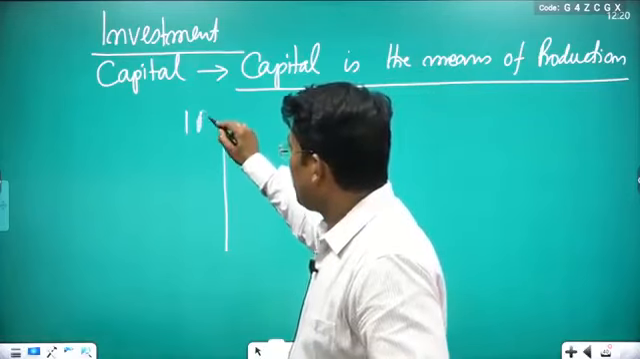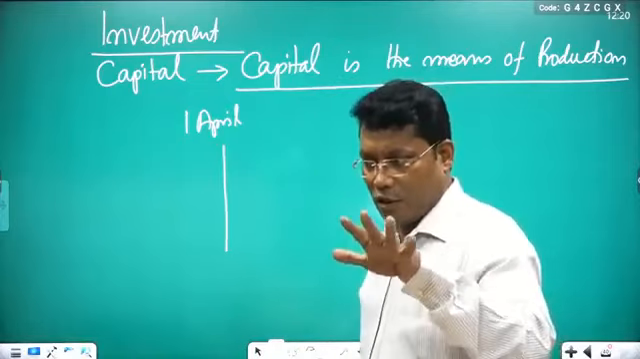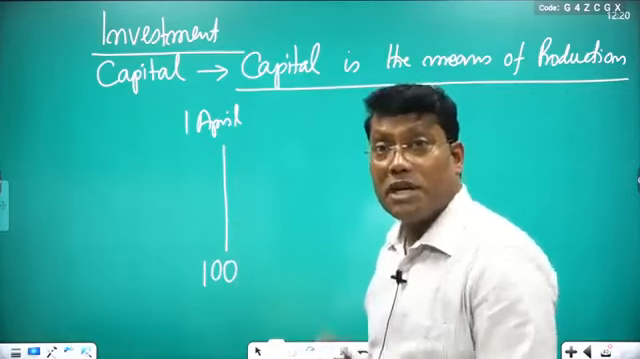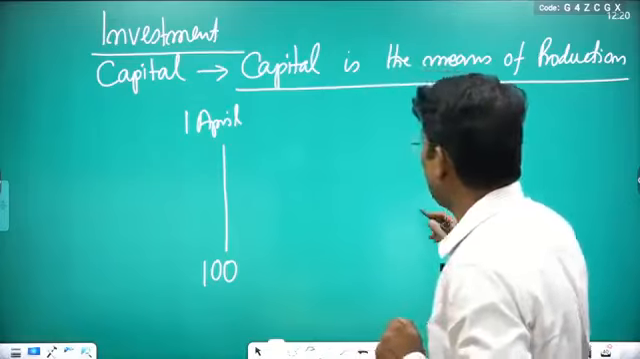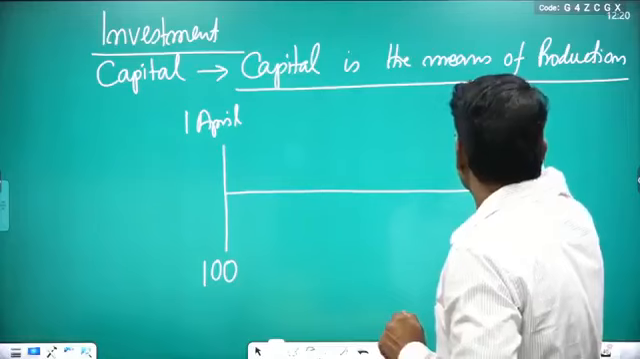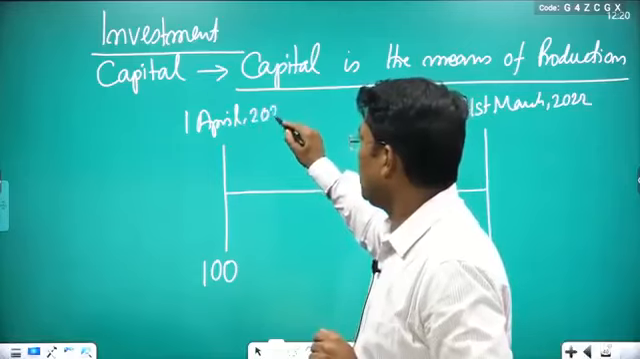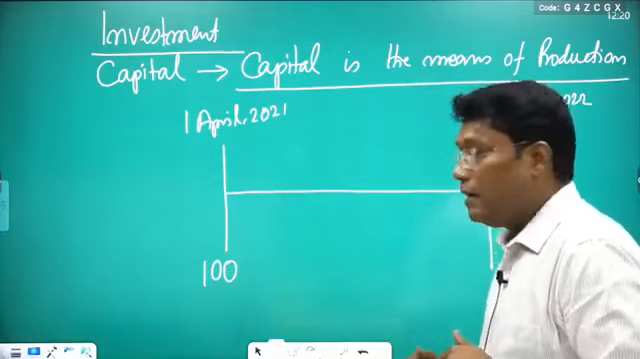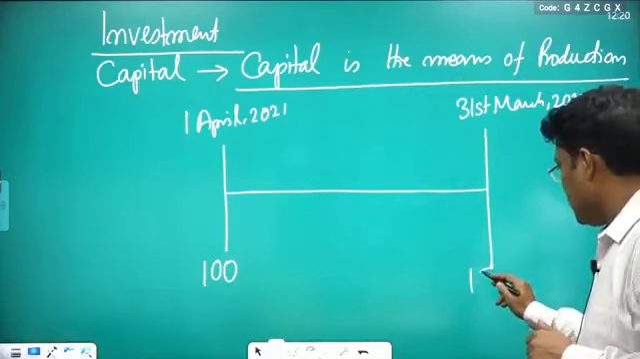Now take one example. Suppose on 1st April you are the owner of a plant and you visited your plant and you have seen 100 machines in your firm. Then on 31st March, suppose it is 2022, the first day of the fiscal year was in 2021. You visited your plant and you saw that the total machines were 100, and on 31st March you saw the total machines is 150.